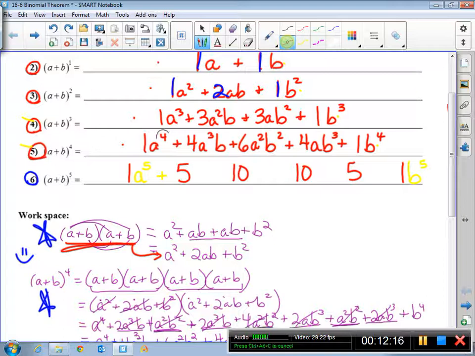So from here, the a to the 4th example, the a goes to a cubed, a squared, and then a to the 1st, and then actually a to the 0. So the a's start out with the highest exponent, and then they work their way down. So let's fill those in. 5a to the 4th, 10a to the 3rd, 10a squared, 5a to the 1st.